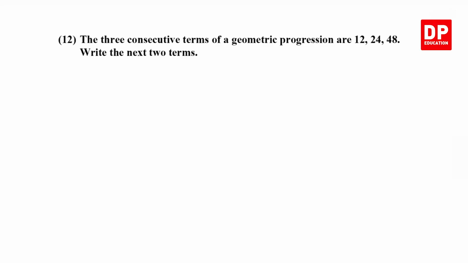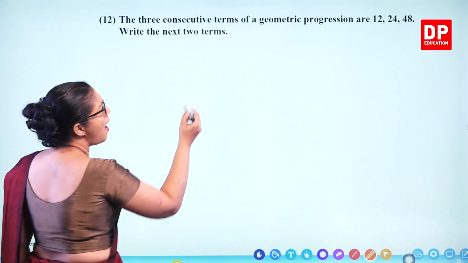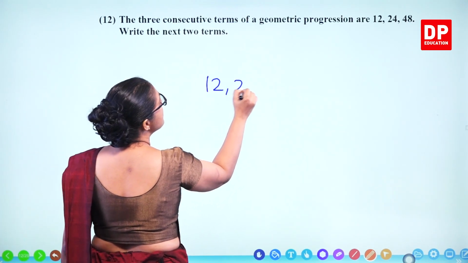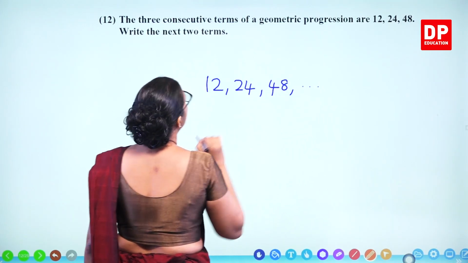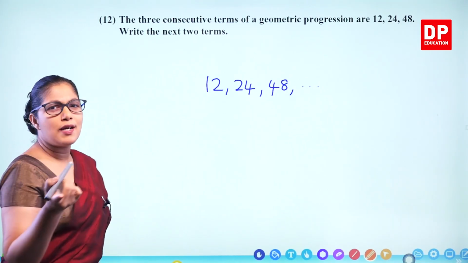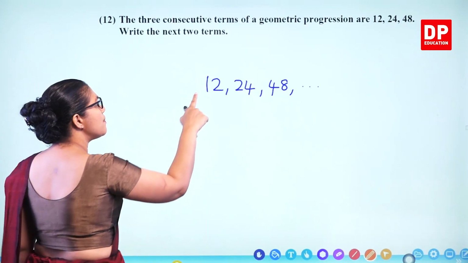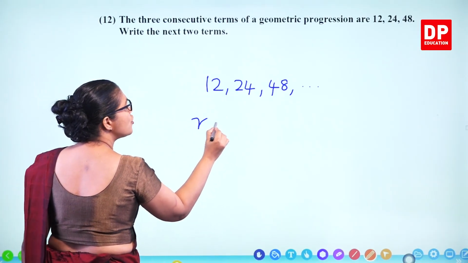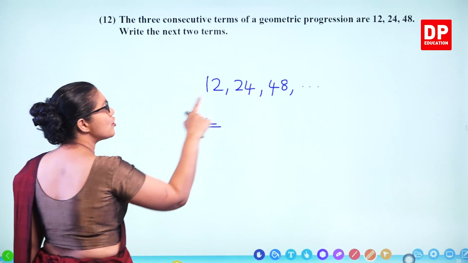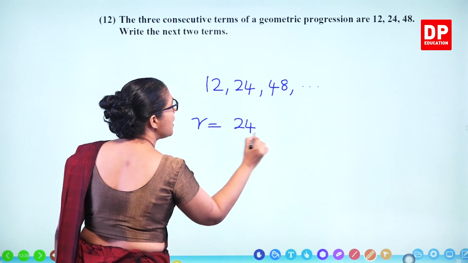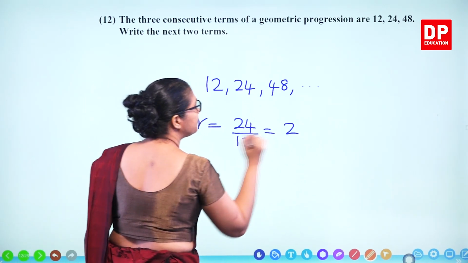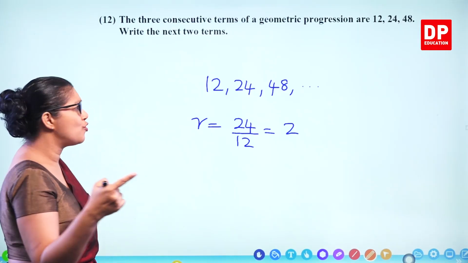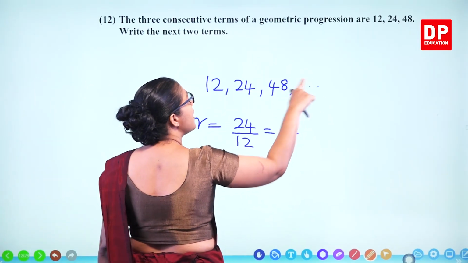Question number 12. The 3 consecutive terms of a geometric progression are 12, 24, 48. Write the next 2 terms. To find out the next 2 terms, we need to find out the common ratio. How do you find out the common ratio? Any term divided by the previous. 24 divided by 12, that's 2. So the ratio is 2, which means you are multiplying by 2.